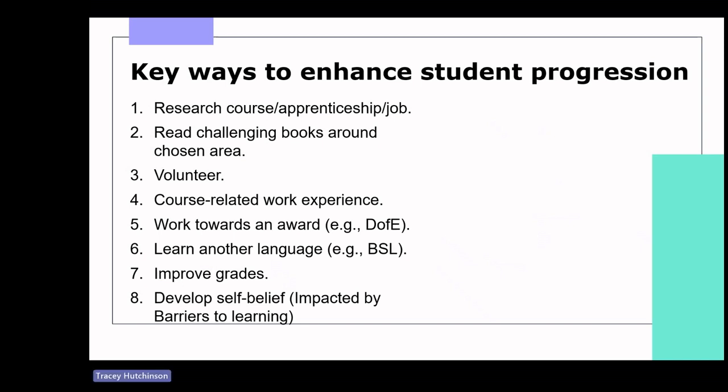So now we're going to look at some key ways to enhance student progressions. These 8 areas I've seen as really important in order to support progression. So you've got researching courses, apprenticeship jobs. They really need to understand what is asked of them, what they're looking for, really understand the role and who they need to be and what they need to evidence about themselves and how they meet the need of that job or that qualification.